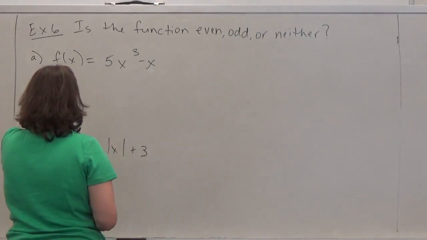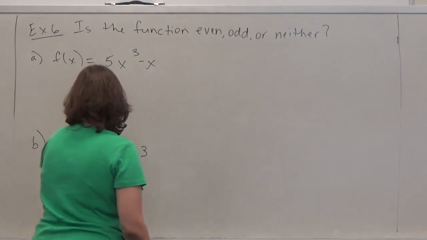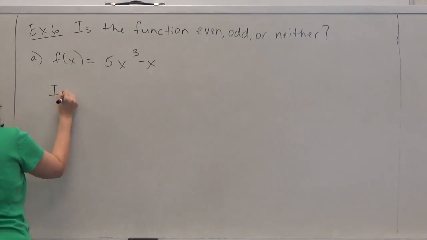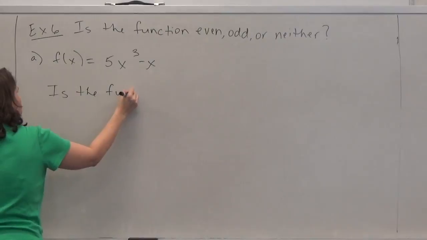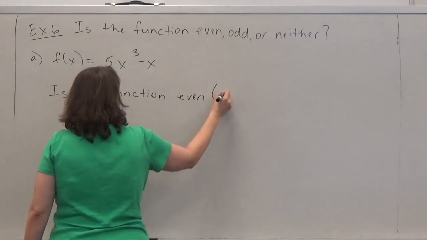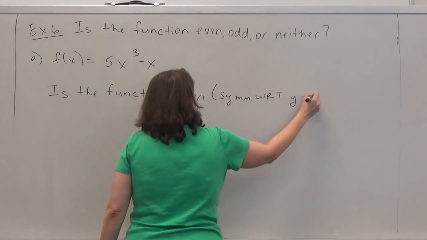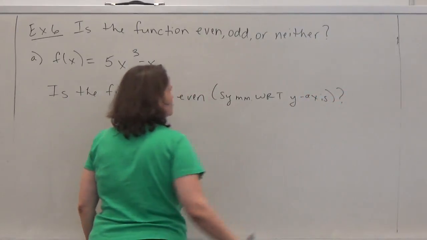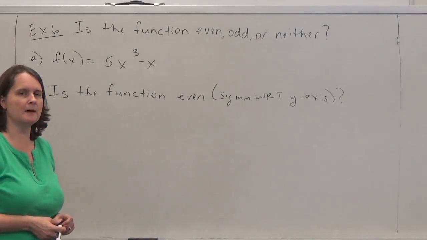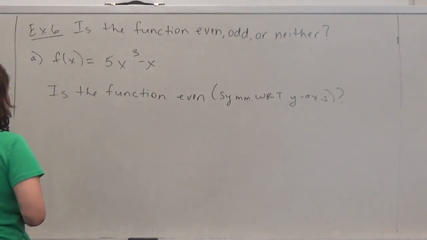All right, so in part A, let's first check to see if this is even. Let me get rid of this and make a little extra space. So is the function even? Or is the function symmetric with respect to the y-axis? My rule tells me to substitute negative x for x. If that gives me the same thing as my original equation, then yes, I can say it's symmetric with respect to the y-axis.